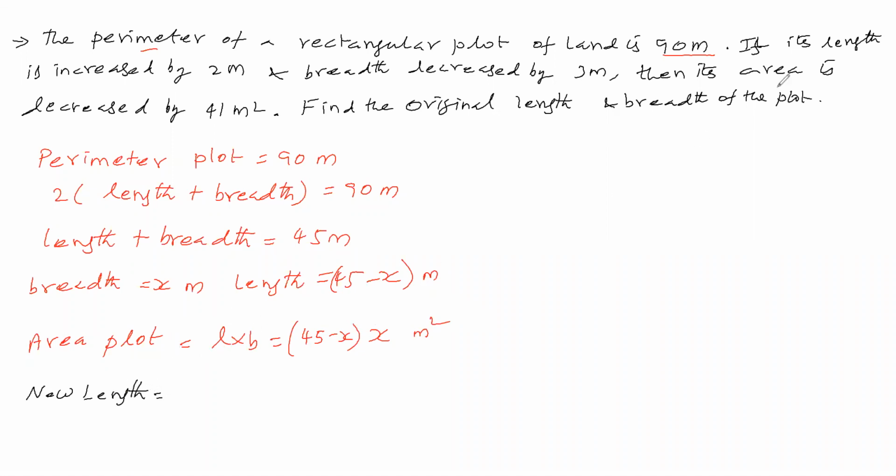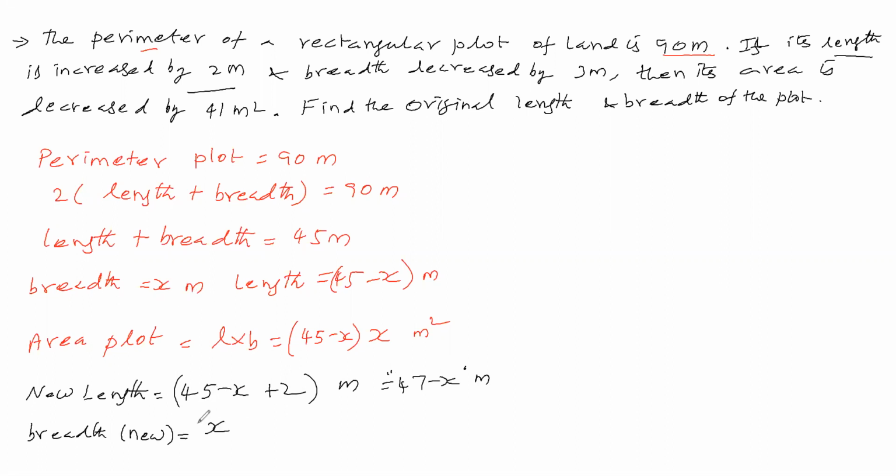New length. Length is increased by 2 meter. Old length is 45 minus x. Now increased by 2, so 45 minus x plus 2, that is equal to 47 minus x meter. Then the new breadth. Old is x. Breadth decreased by 3, therefore minus 3. So new breadth is x minus 3.